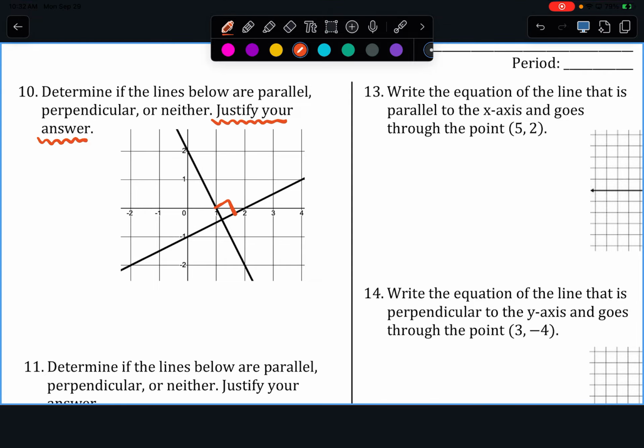And in this case, we have to prove it if we're going to say these are perpendicular, because does it look like a right angle? Yes, but maybe it's not a perfect right angle. What if it's like an 89-degree angle? Like, we wouldn't be able to see that. So you have to prove it. So that means finding your slope.